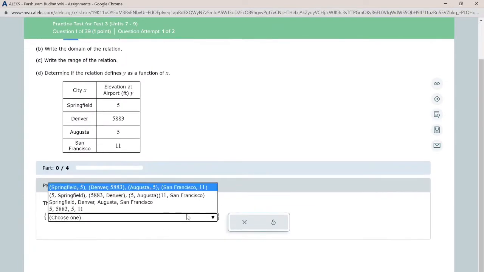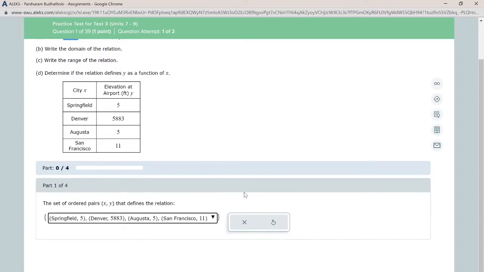So here if you click, you are going to see one of the options is x coordinate should be name of the city, y coordinate should be the height of the airport for that particular city. So this is the right answer.